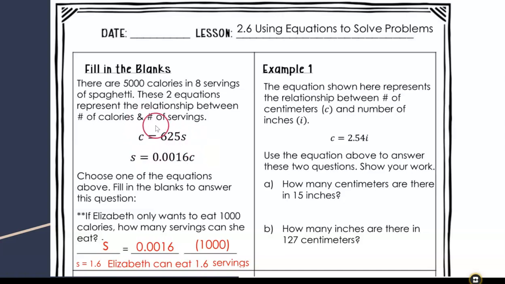So notice we're starting to use the equation to find missing information. We don't have to write a table every time in order to find this information. Let's look at example 1.